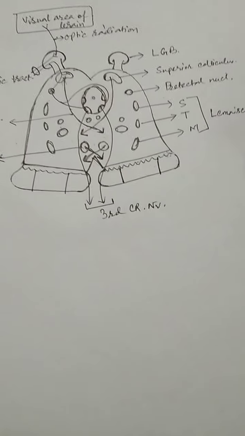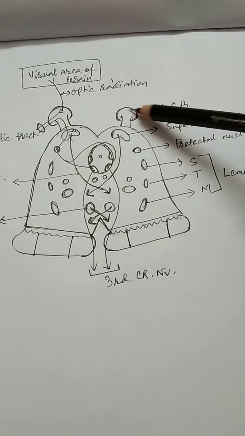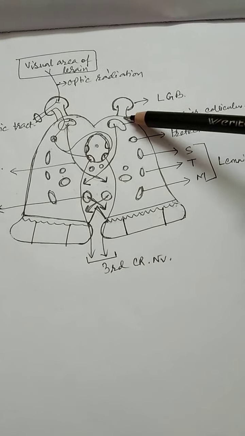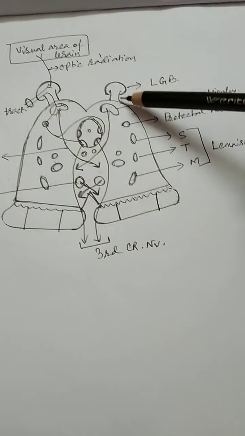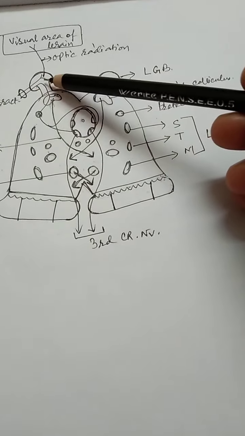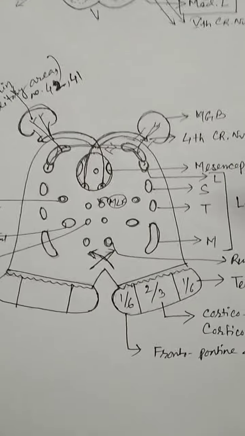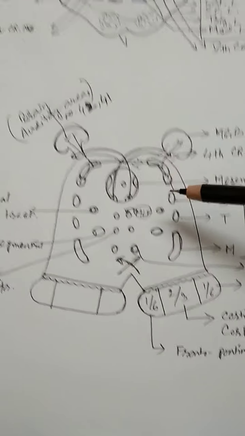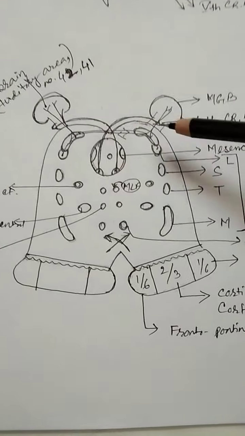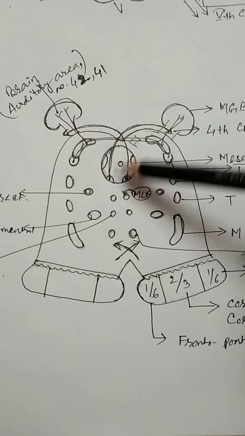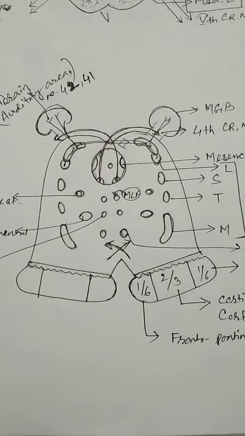Another thing: this is the lateral geniculate body, and this is the superior brachium. Through the superior brachium, the fibers of the optic tract reach the superior colliculus. One thing I have left is the formation of the fourth cranial nerve. Can you see? I have already discussed this diagram in the previous one.